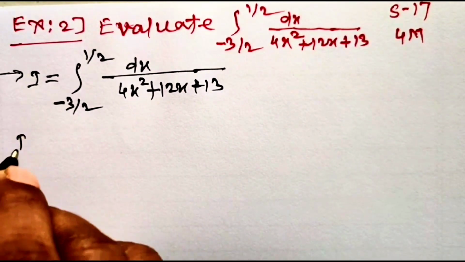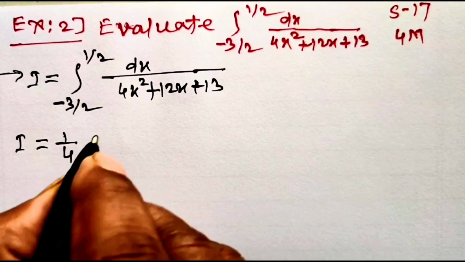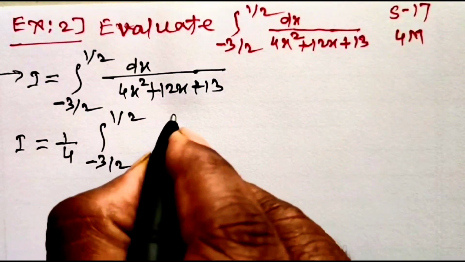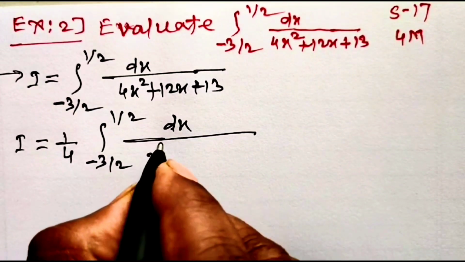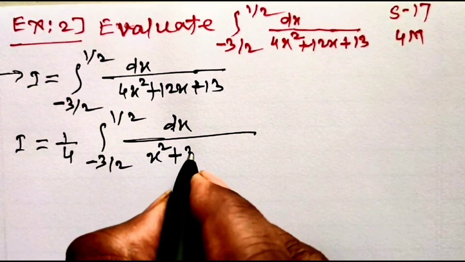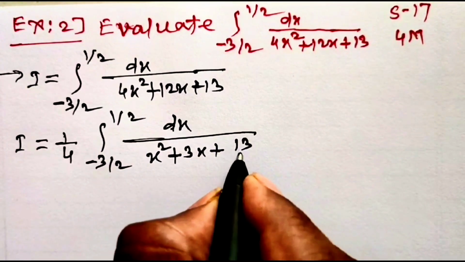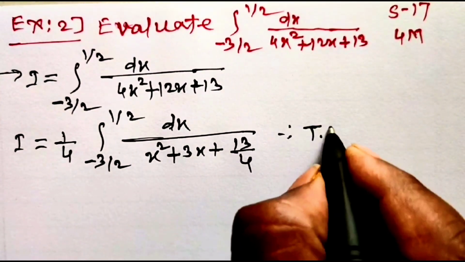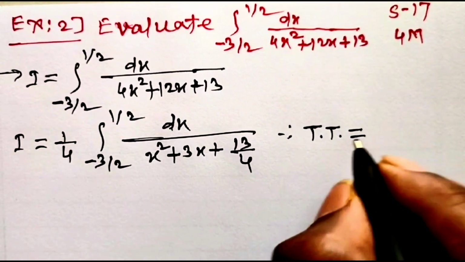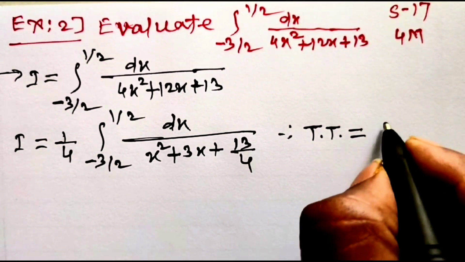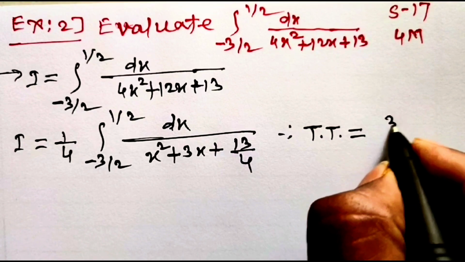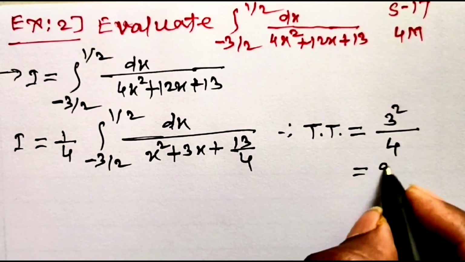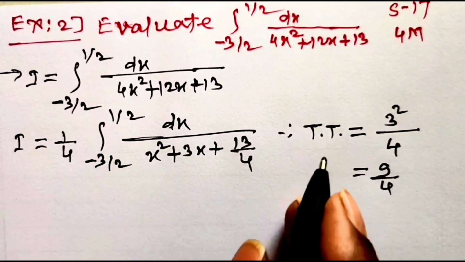So I is equal to 1 upon 4 integral from minus 3 upon 2 to half dx divided by x square plus 12 upon 4, that is 3x, plus 13 divided by 4. Now find the third term. The third term is equal to the square of half of the middle term coefficient, that is 3 square divided by 4. So this is equal to 9 upon 4. This is the third term.